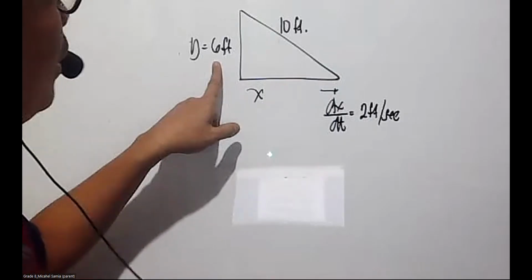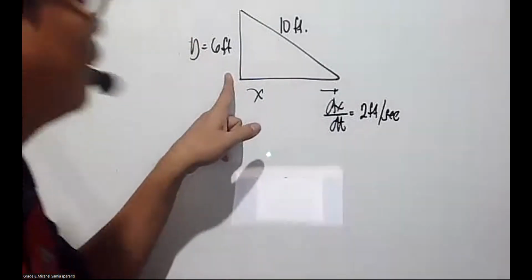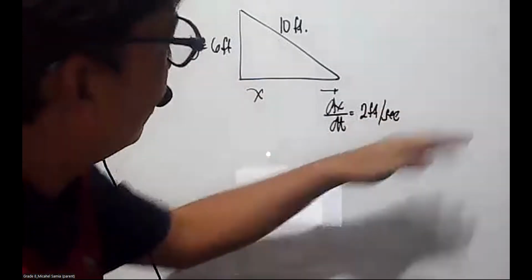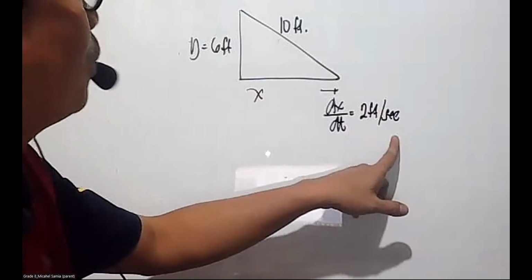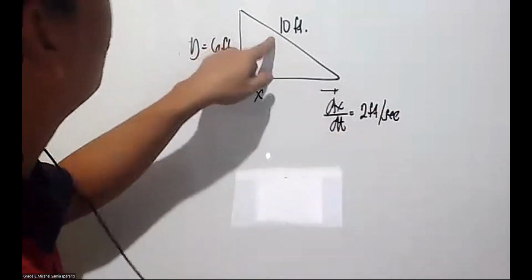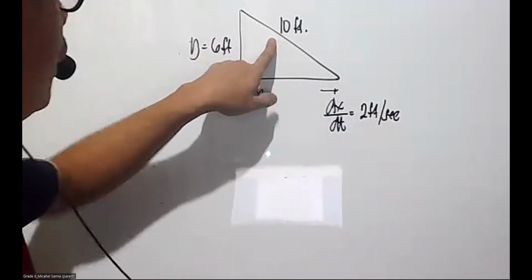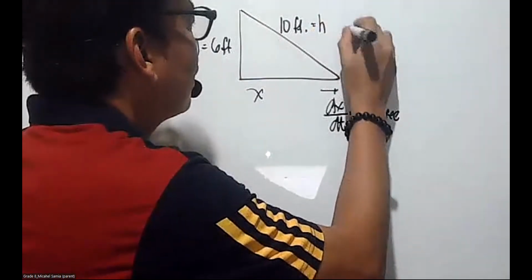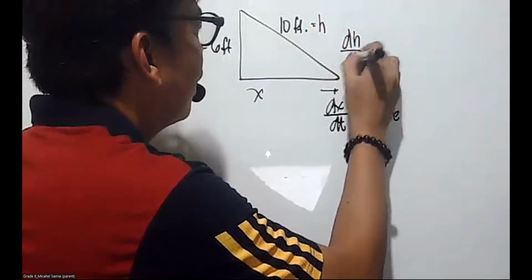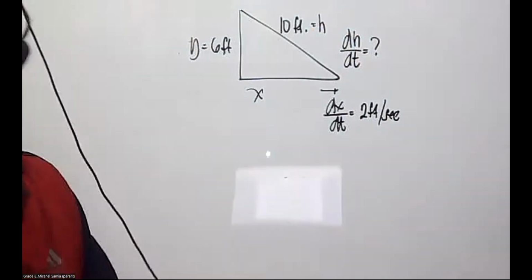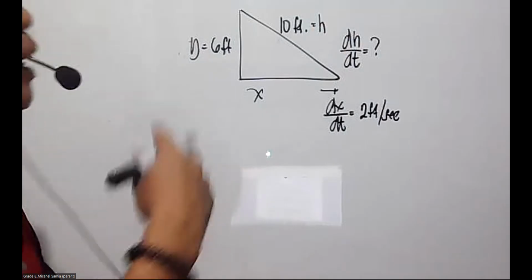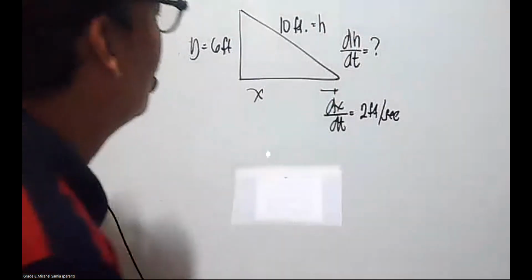Your y is 6 feet by your selection. It's not moving, it's not increasing. And then your x is moving at a rate of 2 feet per second, or increasing. And then, of course, your hypotenuse will also be increasing. So we denote this, let's say this is your hypotenuse, we denote this as dh/dt. So we do not know the value. So this is what we're going to look for: the rate of change of the hypotenuse when it is 10 feet long, starting from 10 feet.